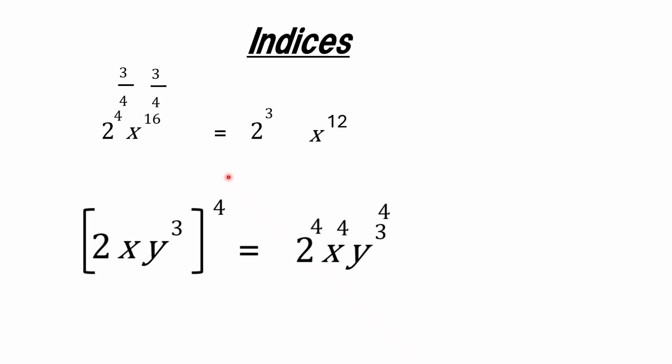Now we almost finish. x to the power of 12, we can't do anything, but 2 to the power of 3 is 8 because it's 2 times 2 times 2. So it's just 8x to the power of 12. That's the full mark. Next question.